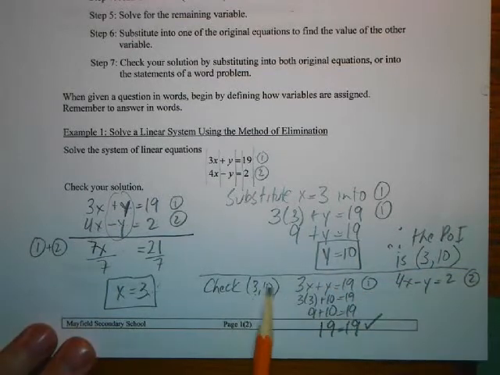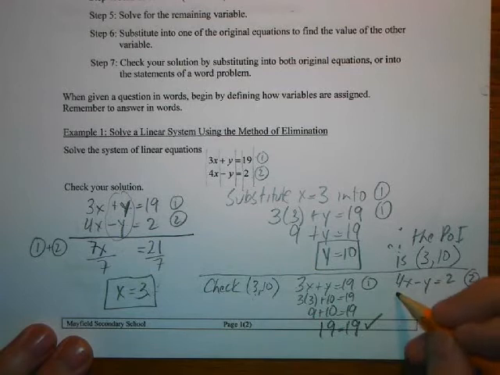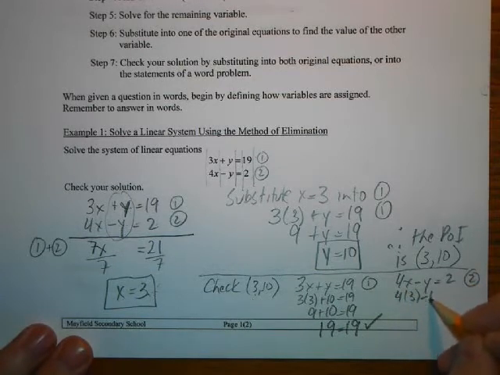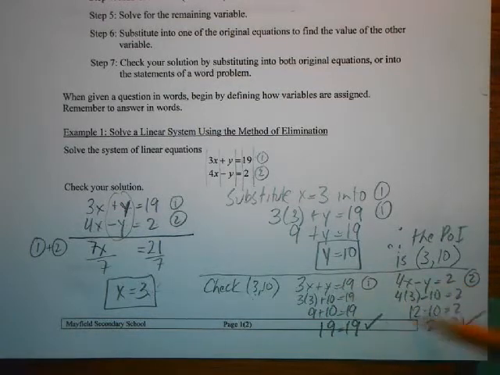So what does this tell us? This tells us that that point, 3, 10, is on the first line. Okay? It hasn't proven yet that it's the point of intersection. We actually have to prove it's on both lines before we can state that. So now I'm going to plug the point 3, 10 into here. So 4 times 3 minus 10 is equal to 2. 12 minus 10 is 2, equals 2. Yes, that point is also on the second equation. So that means the point is on both lines.